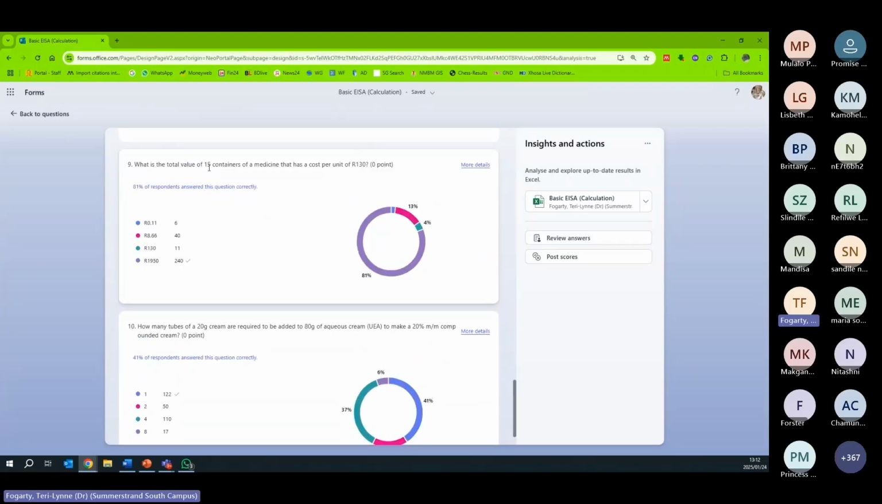What is the total value of 15 containers of medicine that has a cost per unit of 130? So in this case, it's saying a cost per unit, and they've only given you 15 containers. And so per container, each container costs 130 Rand. So it's just a multiplication, 130 times 15.